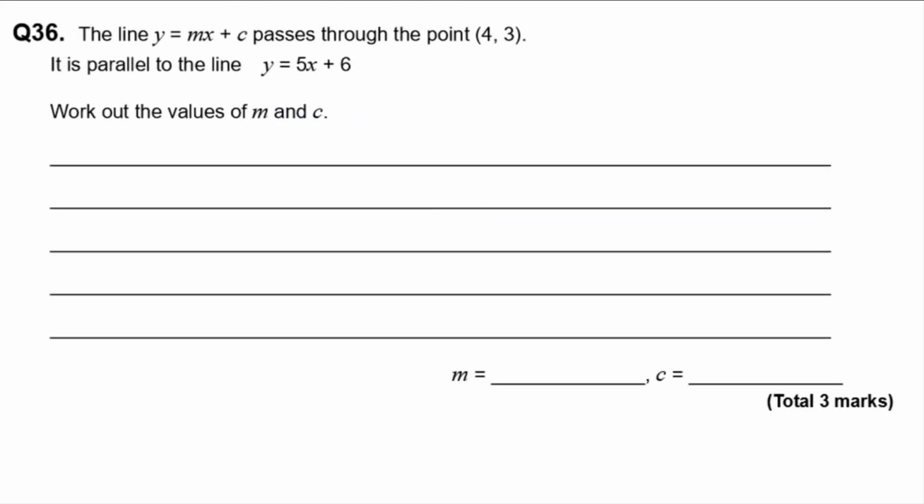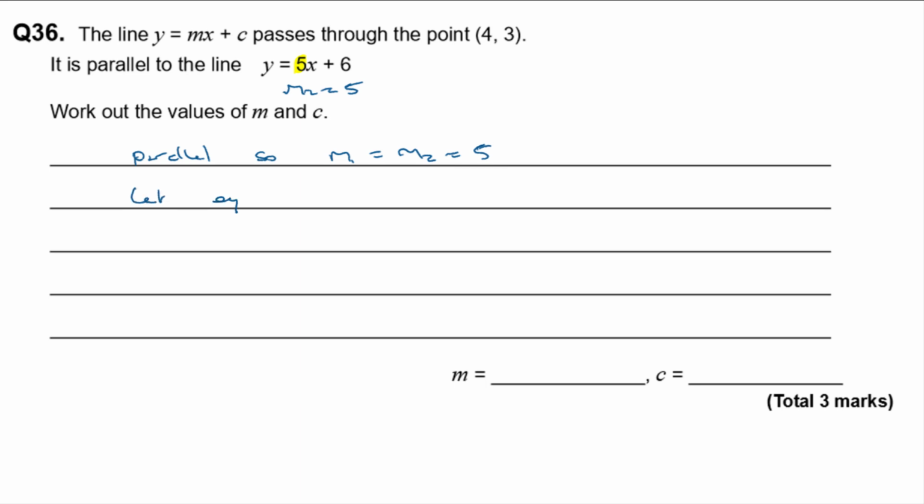Question 36. The line y equals mx plus c passes through the point 4, 3. It is parallel to the line y equals 5x plus 6. Work out the values of m and c. Right, so m2, the gradient of the line it's parallel to, is 5. Parallel, so m1 equals m2, which is equal to 5. Okay, so we know that the gradient is 5.